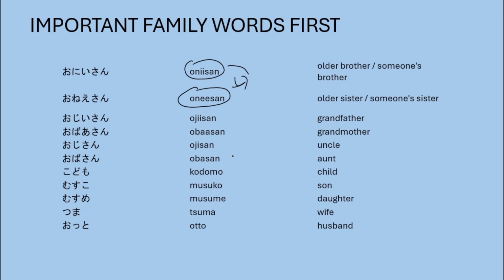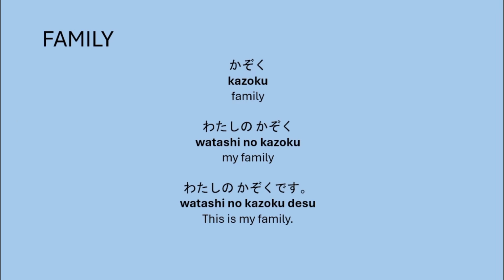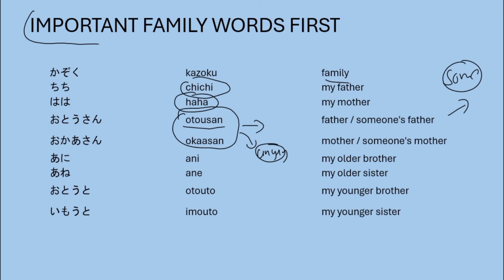Child, kodomo, kodomo. Son, musuko. Daughter, musume. Wife, tsuma, and husband, otto. So this is how you pronounce some of the names of your family members: father, mother, and the rest of your family.